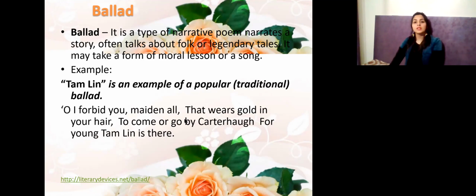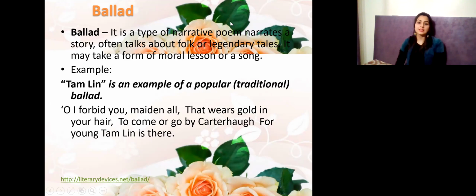Okay, what is a ballad? It is a type of narrative poem that narrates a story, often about folk or legendary tales. It may take the form of a moral lesson or song. So what do you mean by ballad? It actually narrates, means brings out the qualities of a person, like you're telling a story but in a poetic form, or like a folk song, a small little song written on someone, describing or narrating it.